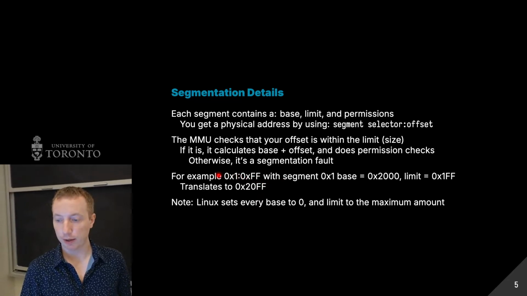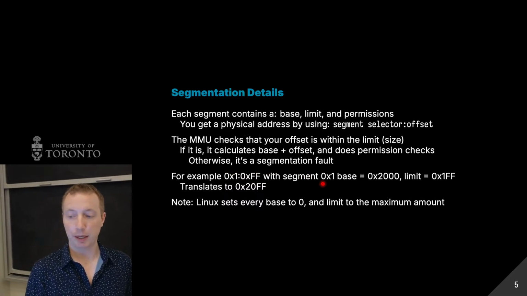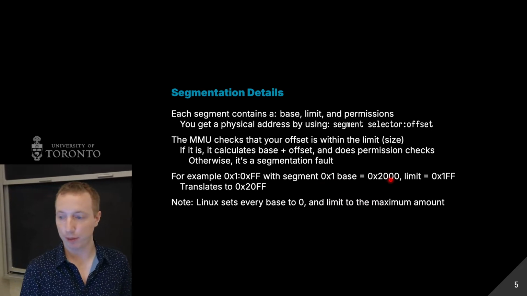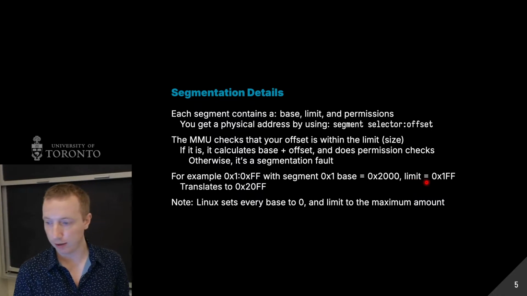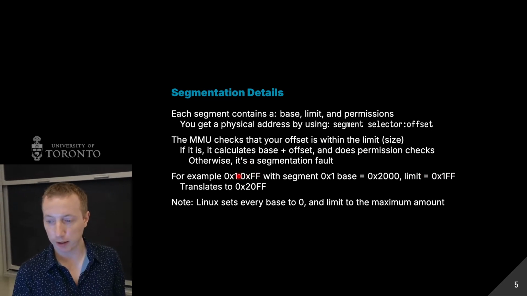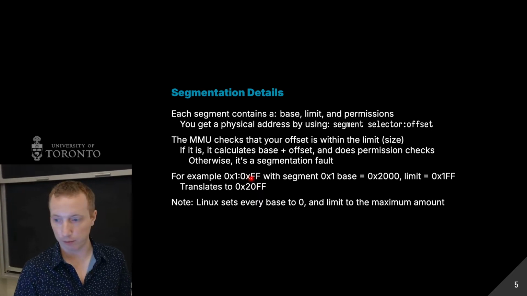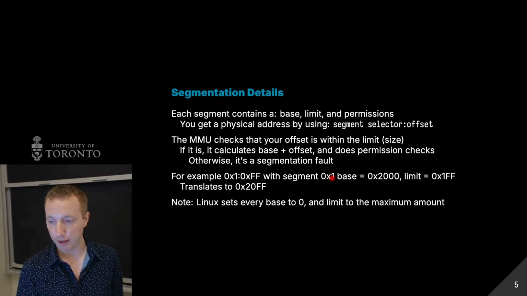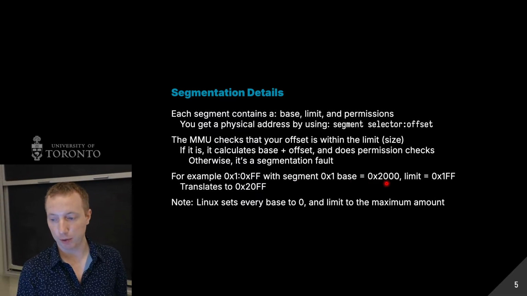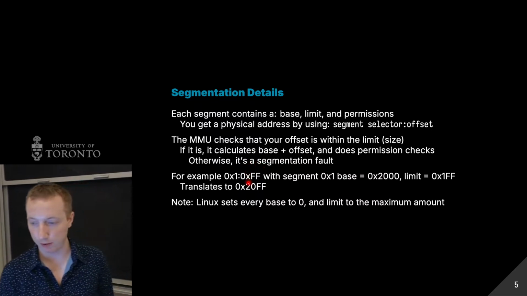In order to translate this weird looking virtual address to a physical address, as part of describing the segment, segment 1 might have a base address of 2000, and then a limit or a size, if you want, of 1FF. So we'd be like, okay, we want byte 255 of this segment. The segment starts at address 2000, so the physical address would just be 2000 plus this offset. So it would just be 2000 FF. That would be our physical address.